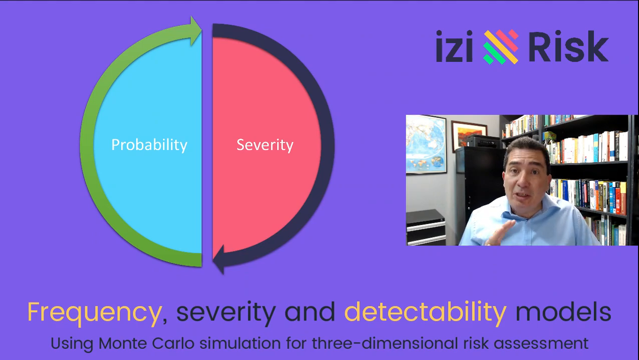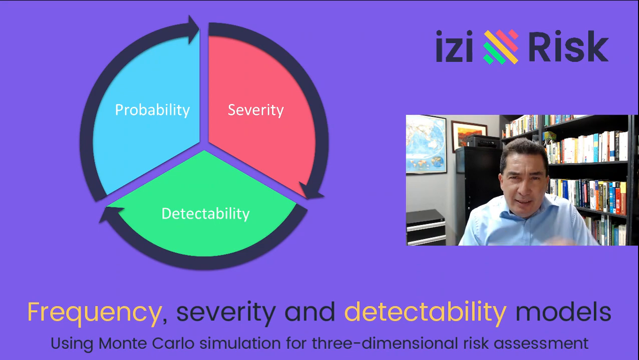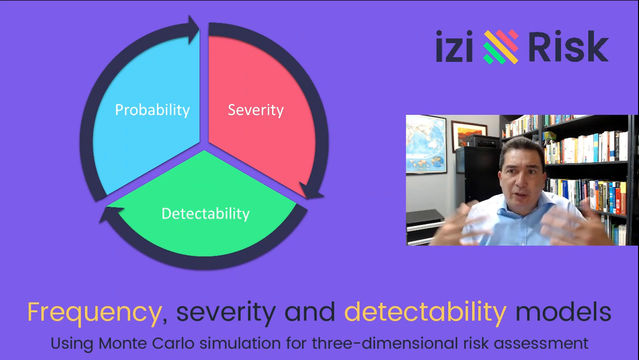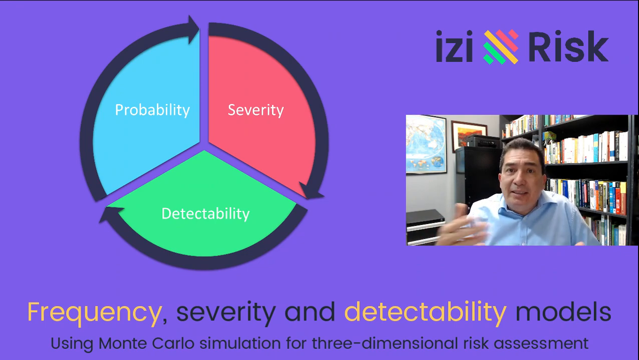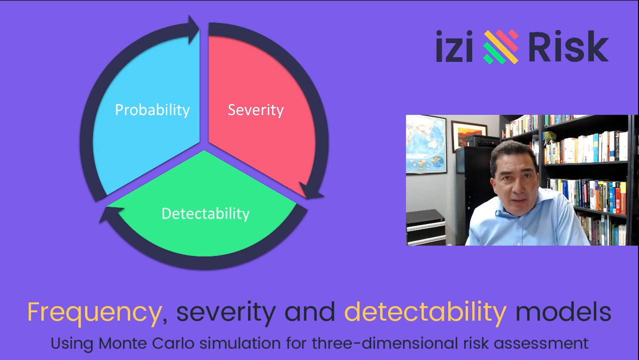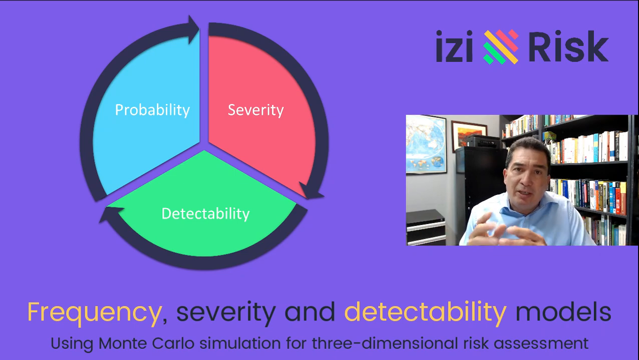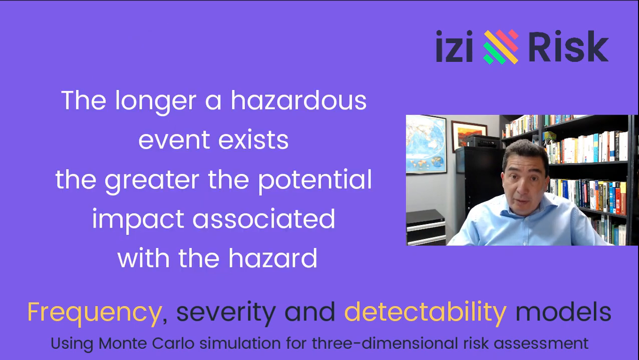Sometimes a third dimension of risk assessment has been suggested: detectability. Detectability is the ability of a system or process controls to detect a hazardous event, a realized risk. Adding this third dimension of detectability is important based on a principle of dynamic risky environments. The longer a hazardous event exists, the greater the potential impact associated with that hazard.